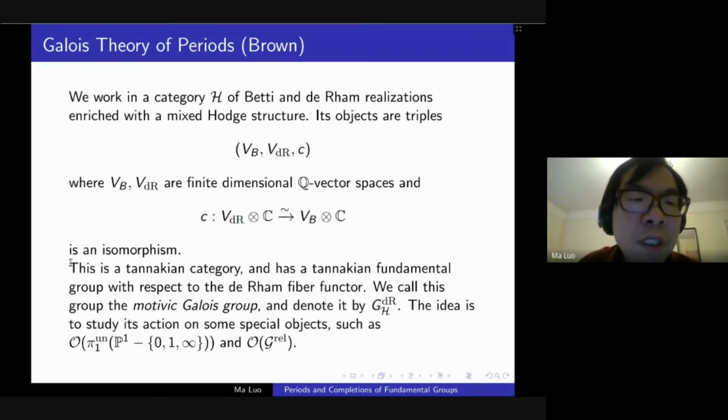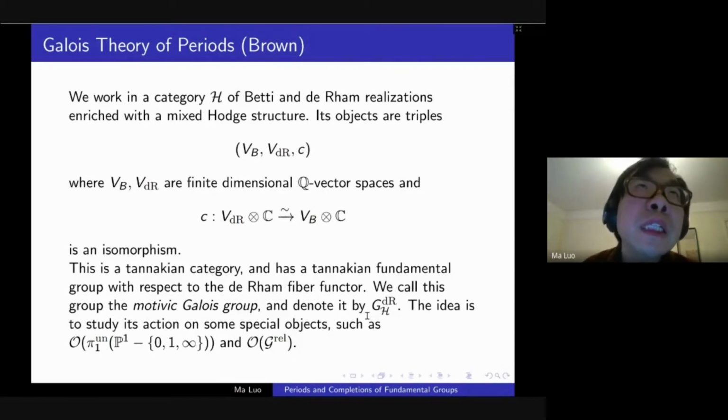So the important thing is that this is a Tannakian category. Then it's equipped with this Tannakian fundamental group with respect to the de Rham fiber functor, and we would call this group the motivic Galois group. It's like a group acting on these kinds of motives or periods, if you like. So this is similar to the case of classical Galois theory.